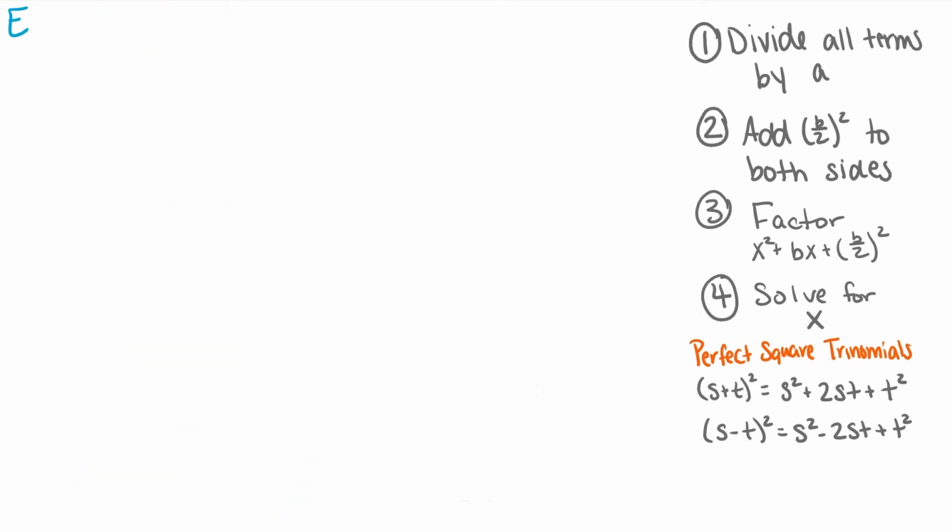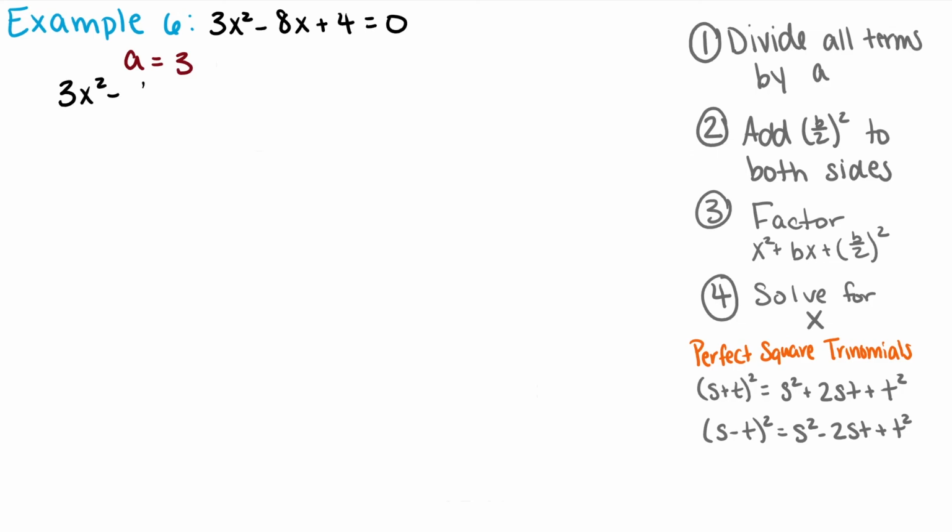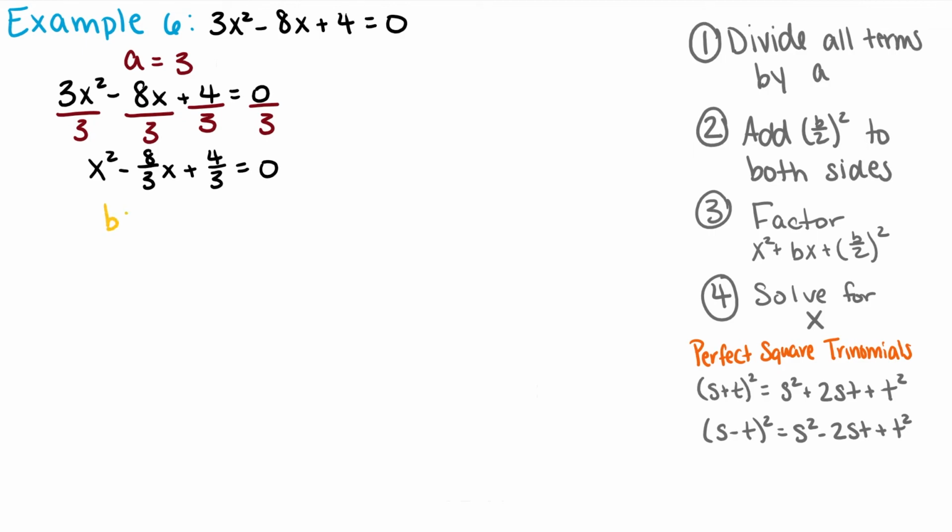Let's take one last example. 3x squared minus 8x plus 4 equals 0. Our a is equal to 3. So first we'll divide all terms in our expression by 3. We get x squared minus 8 over 3x plus 4 over 3 equals 0. So our b is equal to negative 8 over 3, and b over 2 is equal to negative 4 over 3.